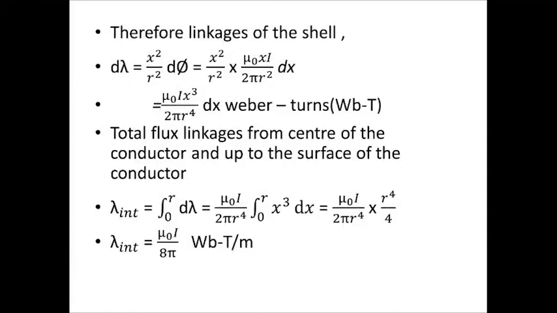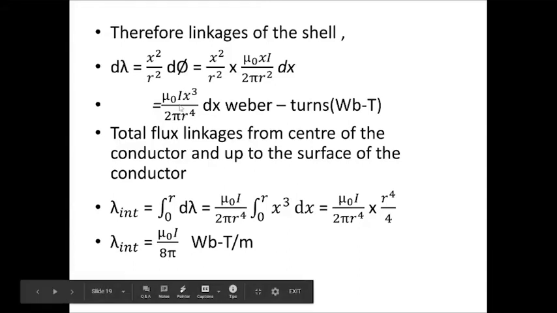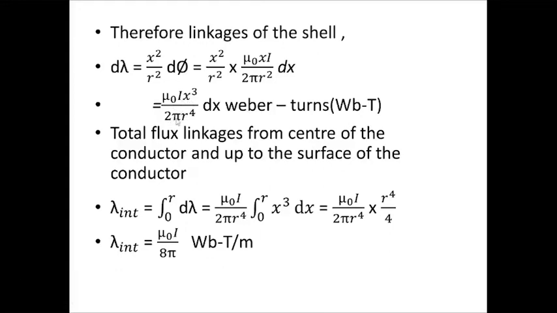Therefore, the flux linkages of the shell d lambda is equal to x square by r square into d phi, that is equal to x square by r square into mu 0 Ix by 2 pi r square into dx. Arranging the terms, we will get it as mu 0 I x cube divided by 2 pi r raised to 4 dx Weber turns.